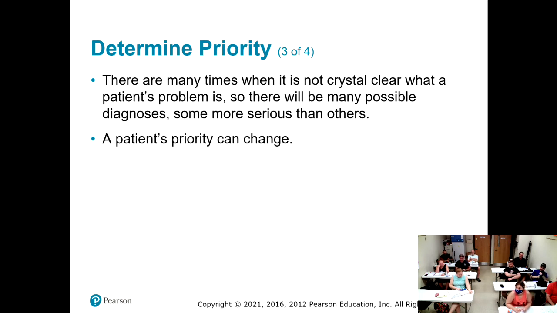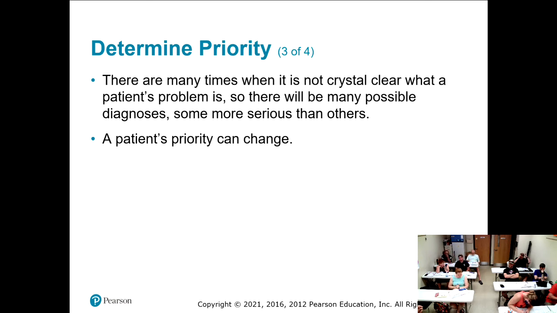Anyway, let's go back to determining priority. We kind of got off track there a little bit. There are many times when it's not crystal clear what the patient's problem is going to be. That's okay. There are so many possible diagnoses out there for us to figure out. Some of them are possible for us to figure out. Some are just like, I think it might be this, but there ain't no way to prove it until you see a doctor. So it's okay not to know. Just supportive care is okay for patients.